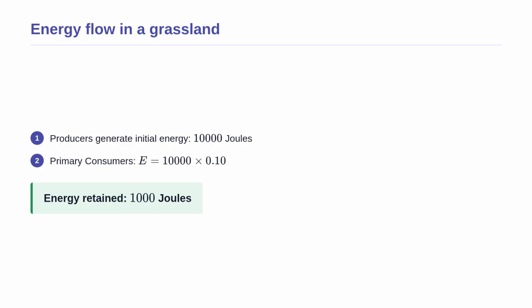First, the grasshoppers eat the grass. We multiply the 10,000 joules from the grass by the efficiency factor of 0.10. This shows that the grasshoppers only retain 1,000 joules of energy in their bodies. The other 9,000 joules are completely lost to the environment as heat or undigested matter. This step-by-step loss is exactly why the pyramid tapers so sharply.